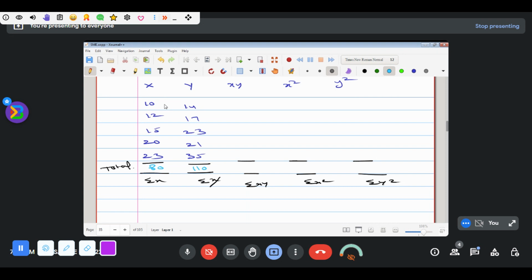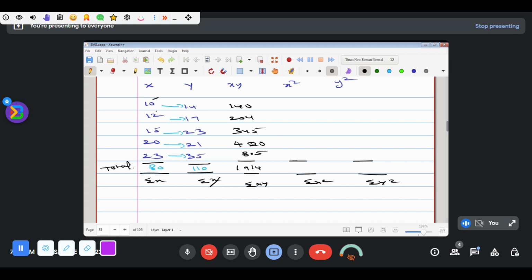Next, how to multiply: 10 into 14, 12 into 17, 15 into 23, 20 into 21, 23 into 35. What is the calculation here? 10 into 14 is 140, 12 into 17 is 204, 15 into 23 is 345, 20 into 21 is 420, and 23 into 35 is 805. The overall sum is 1914.